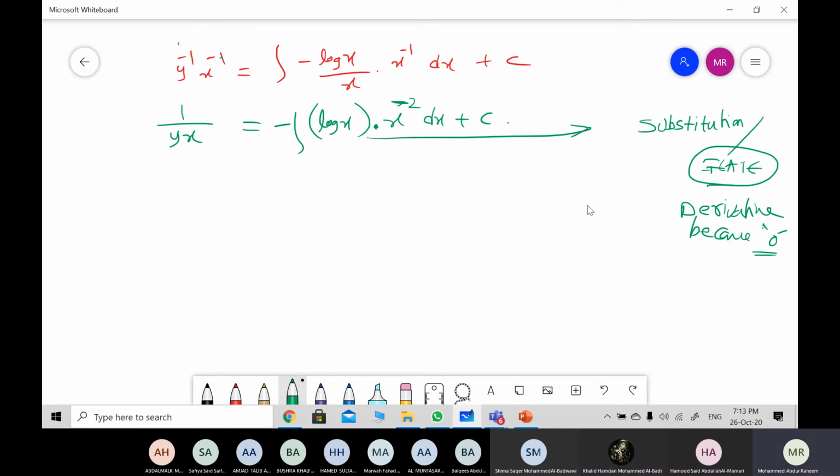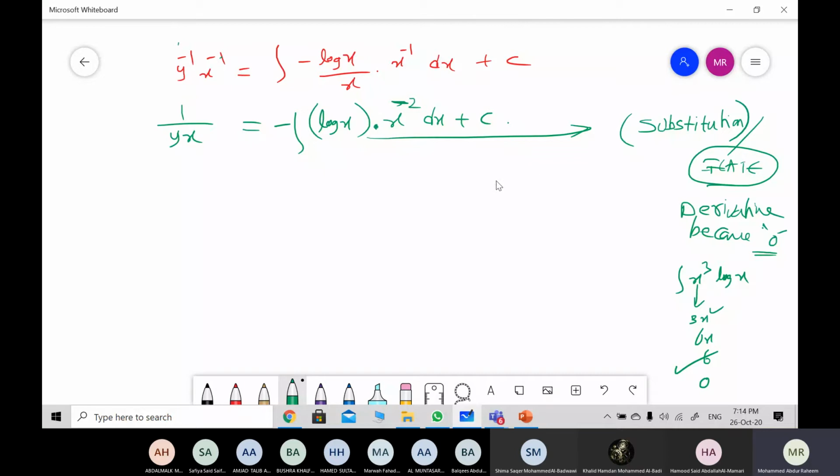It should become 0, but here none will become 0. That is the problem. For example, if I take x cube log x and differentiate, it will become 0 eventually. But here, because of the minus, it won't become 0. It will stay the same. So what now? Now we have only this option.